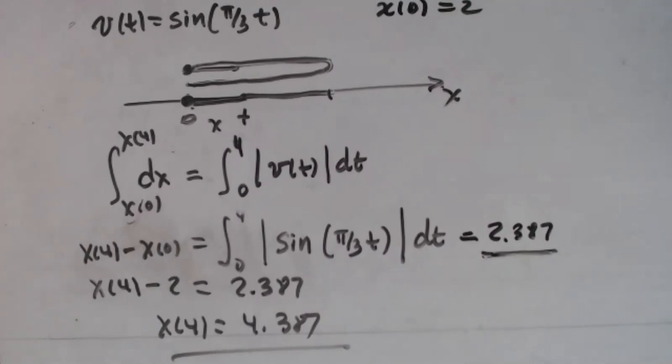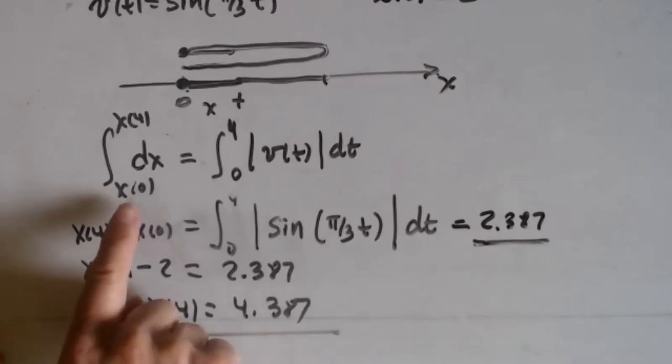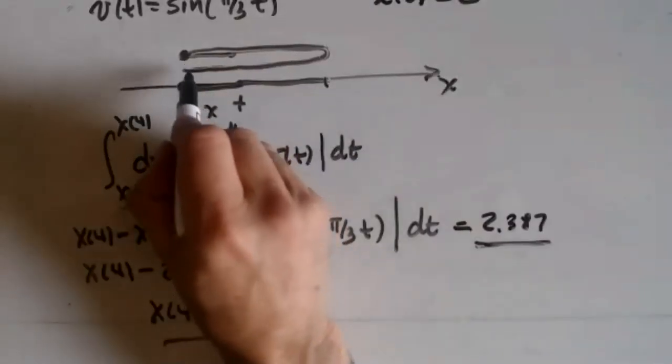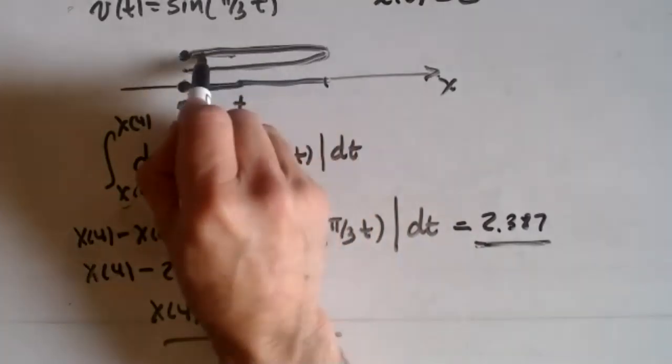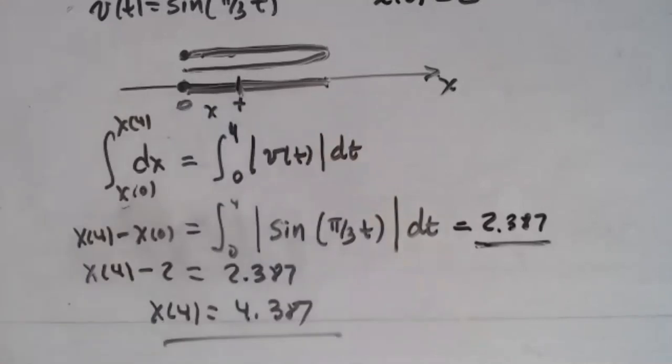The next one, let me just share the screen with you. Right here. This one. Again, what is the position of the object at time equals 4? Okay. Vamos al screen. This is the net displacement. So, fíjense bien. This was with the absolute value, right? The displacement is without the absolute value.